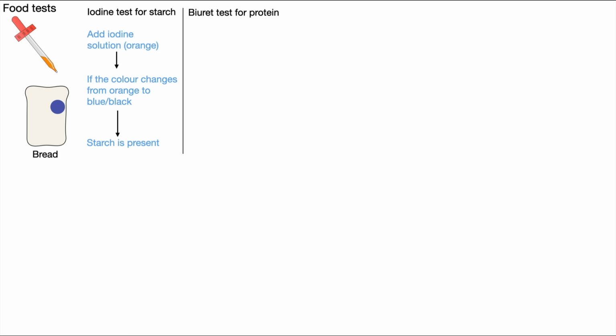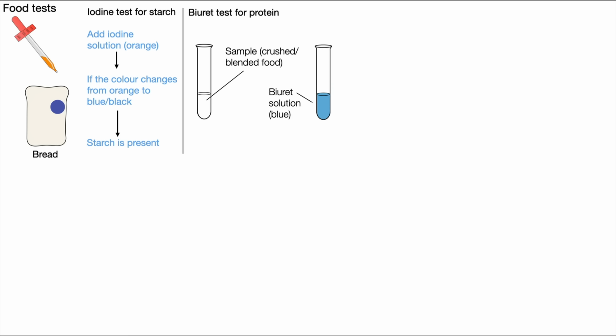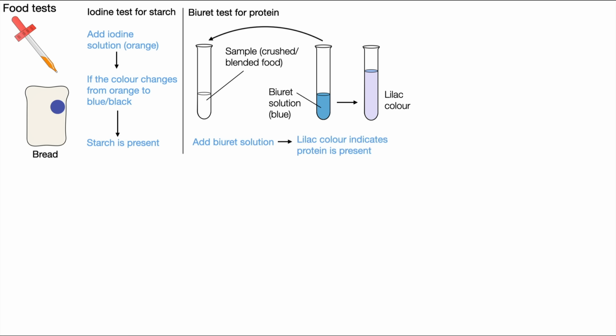Next, we have the biuret test for protein. Here's a sample. Again, it's either crushed or blended, or it might be liquid like milk. And here is our biuret solution. This is blue, and we can add it to our sample, usually an equal volume compared to the sample. We add our biuret solution. If we get a lilac color, we know we have the presence of protein. So that's our test for protein.